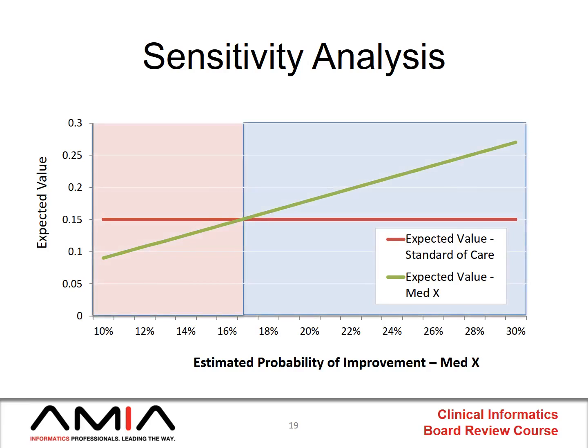And one way to look at it is where those lines intersect. If your true probability of improvement is to the left of that, then you should stick with your standard of care. If your true probability of improvement is to the right of that, you should stick with medication X. And so we would say that this model is sensitive to the range of values for the probability of improvement at medication X. And so we can't conclude with any certainty that medication X is actually better than the standard of care, because it really depends on where it is in that range.